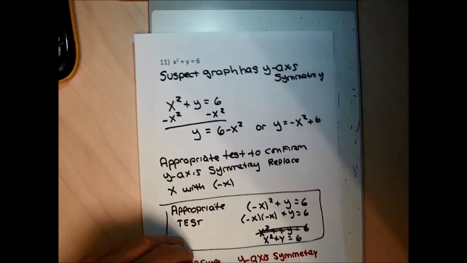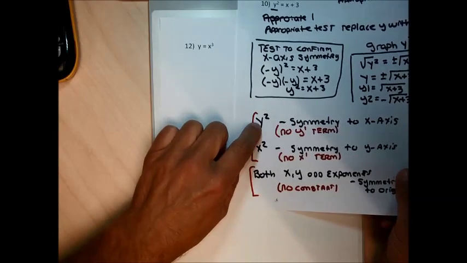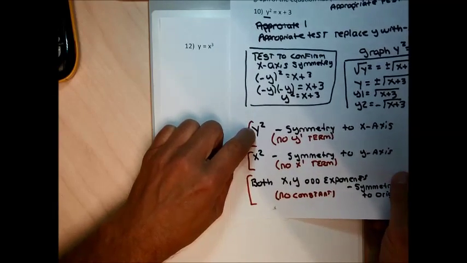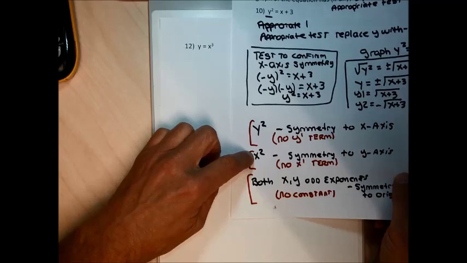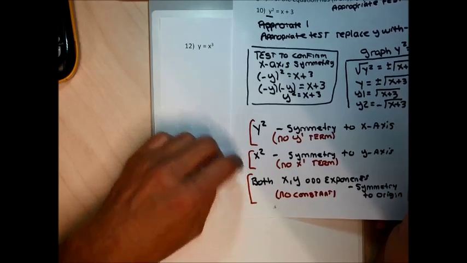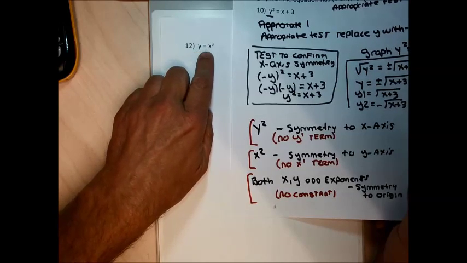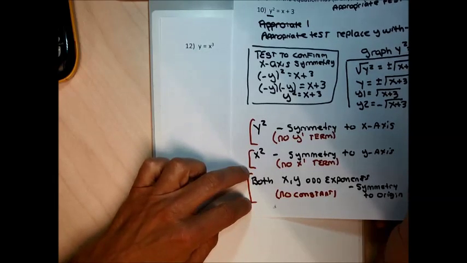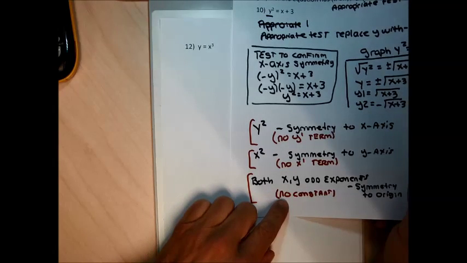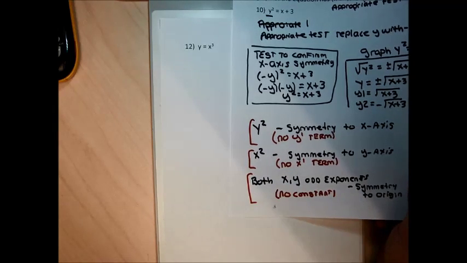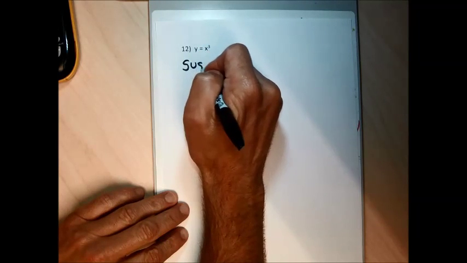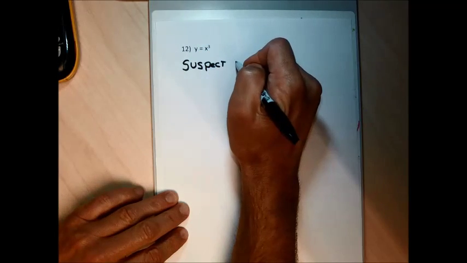The last one of these problems that we have to work with the symmetry is problem 12. And when I look at my little rules, I don't see a y squared, so I don't think there's going to be x-axis symmetry. I don't see an x squared, so I don't think there's going to be y-axis symmetry. But x and y both have an exponent of 1, and x has an exponent of 3. Both x and y have odd exponents, and there's no constant term. I think it has origin symmetry. So I suspect origin symmetry.